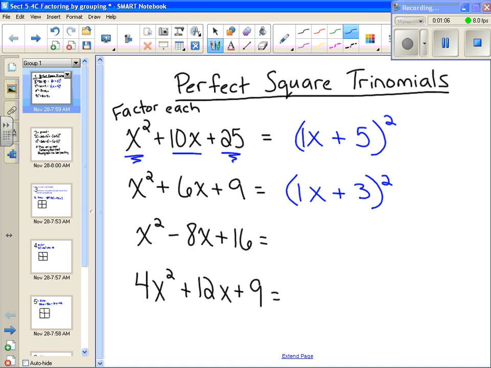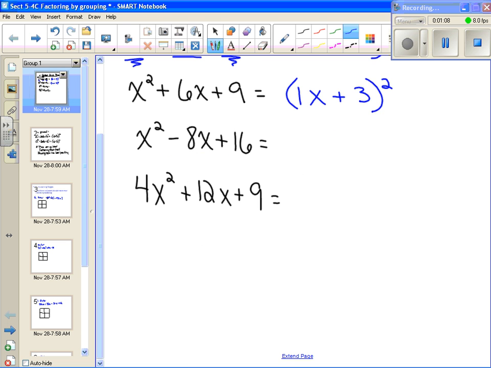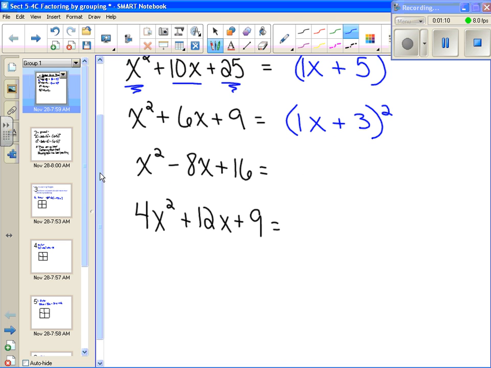And so that works. On the next problem, the square root of x squared is x. The square root of 16 is 4. But because this is a minus sign right here, we're going to have minus 4 instead of plus 4. And we can double check again. 1 times negative 4 is negative 4. And if you double that, you get negative 8.